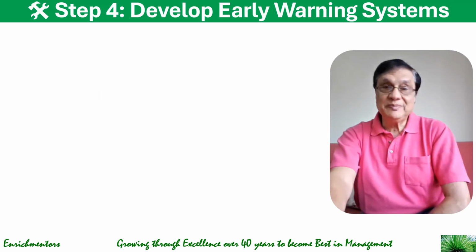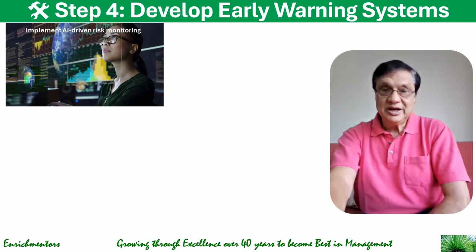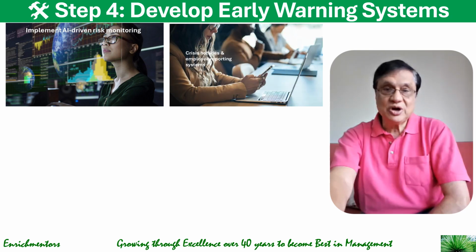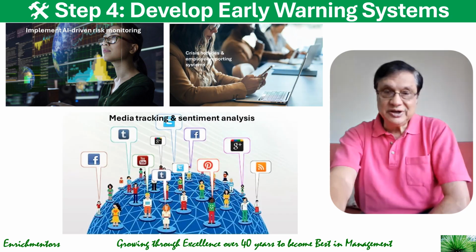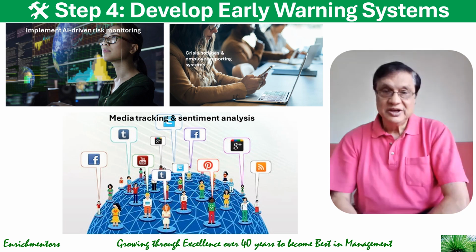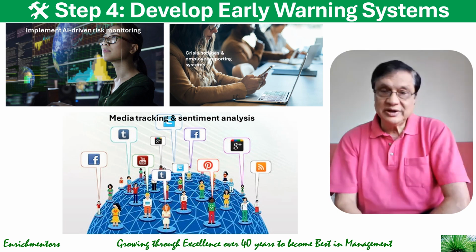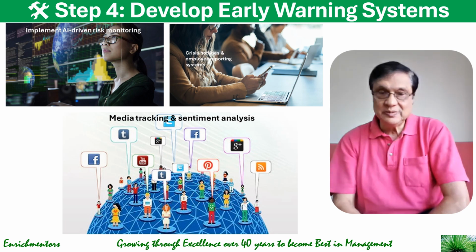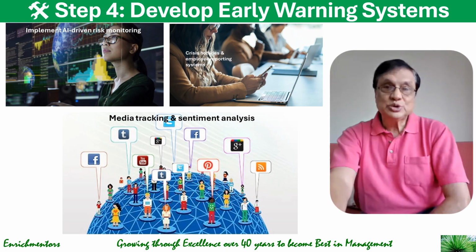The fourth step is to develop early warning signals to detect crises before they escalate: implement AI-driven risk monitoring, like social media analytics and financial monitoring tools, set up crisis hotlines, and establish media tracking and sentiment analysis. Now, crisis hotlines you'll be able to use for internal risk detection, whereas media tracking and sentiment analysis will be useful for reputational risk signals. So develop such early warning signals to detect that a possible crisis is happening.